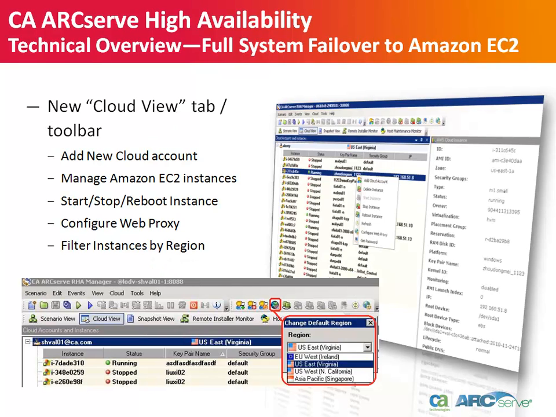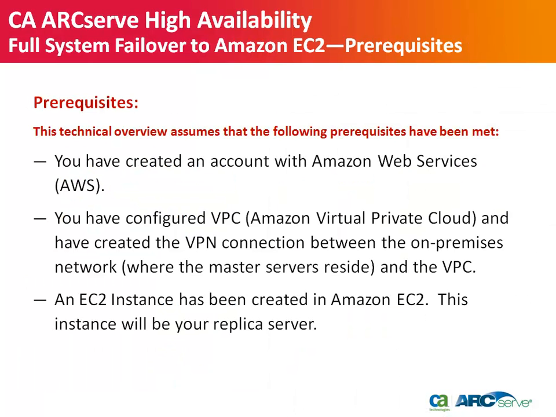The CA Arcserve RHA Manager now provides a new Cloud View tab on the Manager toolbar. The Cloud View allows basic EC2 management and monitoring functions to be performed directly from the RHA Manager. Once you have defined your Amazon AWS account settings, you may create instances, start, stop, reboot, or delete instances, or perform other basic administrative tasks to manage your cloud instances for Arcserve replication and high availability.